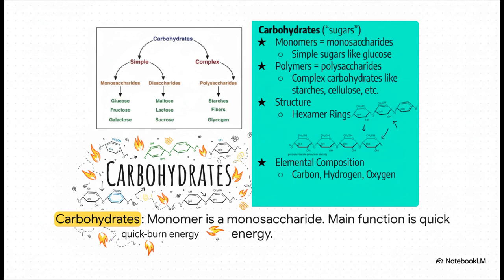Okay, family number 1, carbohydrates. You know them as sugars and starches. They're all built from simple sugar monomers called monosaccharides. And their main gig? Providing fast, easy-to-access energy for our cells. Carbs are the quick-burn fuel for life.